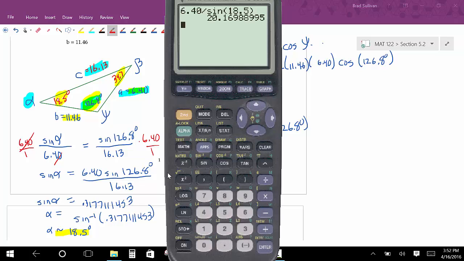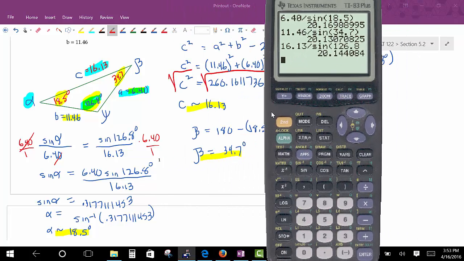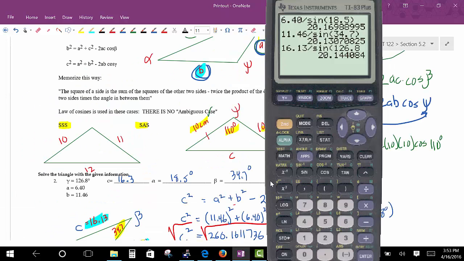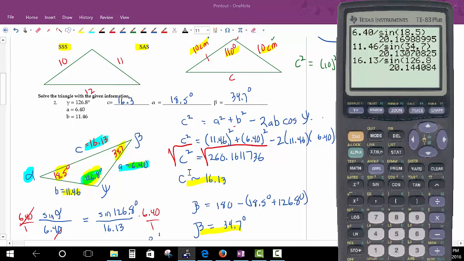Okay, then I'm going to go to side B, which is 11.46. I'm going to divide that by the sine of its angle. And look at that, I get almost the same thing. And then I go to C, 16.13. Divide by the sine of the opposite angle, 126.8. And you should notice that all of these results are pretty close to each other, and they're off only because of rounding. So then we've got the problem basically solved. Okay, so it's a good idea to finish up by checking your answer to these problems as you go through these. All right, so that will be the solution of that.